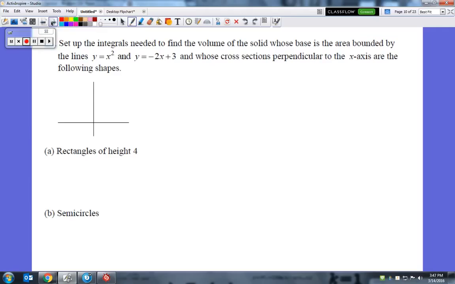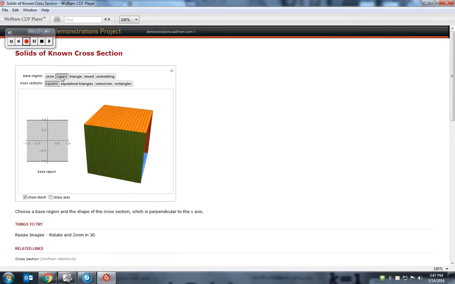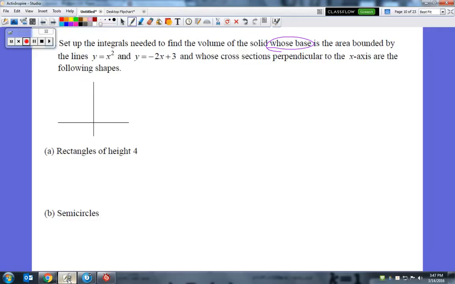Set up the integrals needed to find the volume of the solid whose base, and if I go back to these pictures, the base is a circle, okay? You saw the base being a circle, and here's that cross-sectional shaded base region, and I could have made it a square, and you see it changed to a square, and the base is now a square. The base is blue if you haven't figured that out by now. So the base, going back to a circle, it's just different shapes, okay? So we will go back here, and the base is going to be whatever is created by these two functions or lines that are bounded.